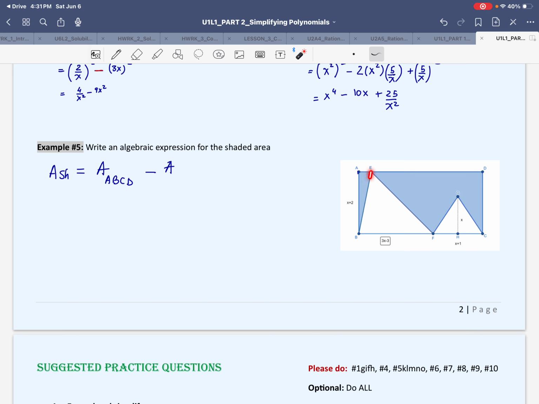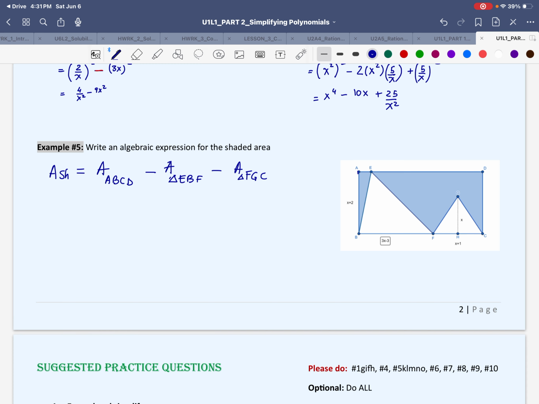Just gonna name it as EBF. And then take away the area of the triangle FGC. So let's see what we are given here.